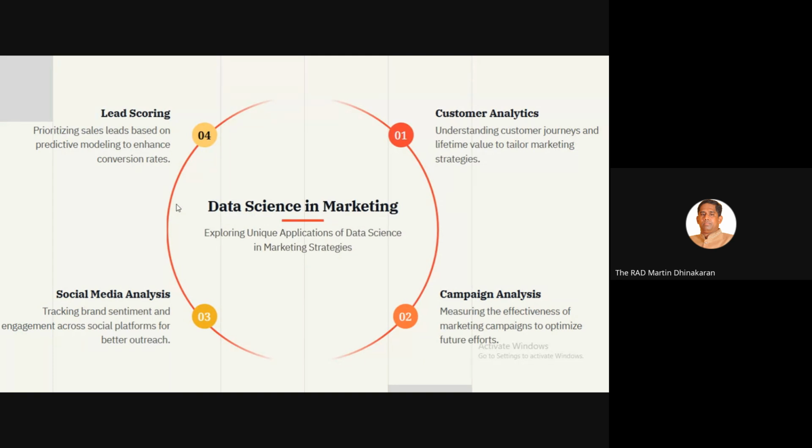Most importantly, now the campaigns are in social media. The fourth one is social media analysis. The social platform is a very good platform for better outreach to people. Now you can see a lot of apps: Facebook, Instagram, LinkedIn, the professional network, Snapchat. In every social media, brand sentiment and engagement are measured, the engagement of the product with the people so that it reaches them.